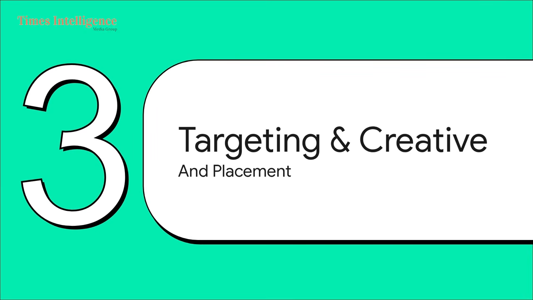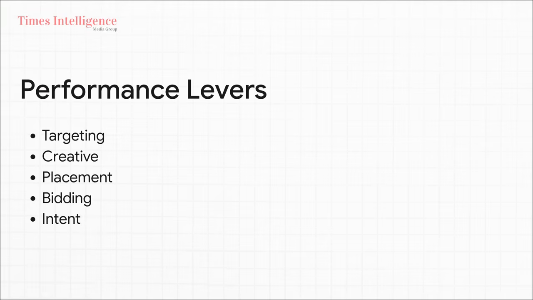Which brings us to Section 3, targeting, creative, and placement. Now that we understand how the automated engine works, let's transition into the distinct levers of performance that you as business leaders can actually control to stop wasting budget. If you want stronger ROIs, there are 5 critical levers in your strategic toolkit: targeting accuracy, creative design, placement relevance, bidding strategy, and audience intent signals. These 5 components collectively dictate whether a campaign thrives or fails.